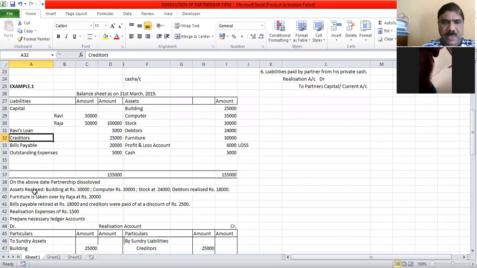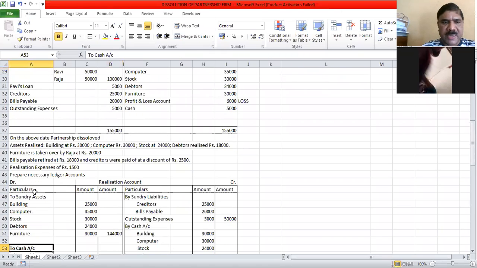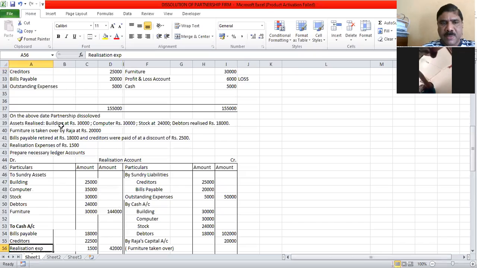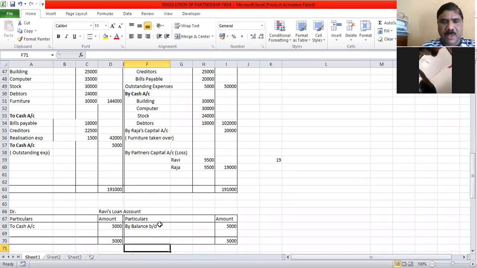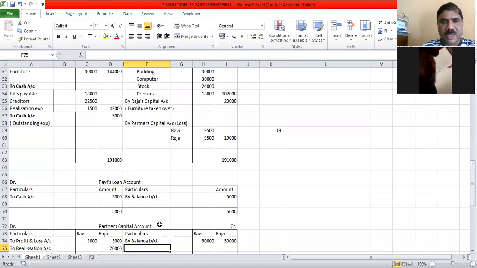Then here you have to come to the adjustments. It is mentioned that assets are realized as follows: building 30,000, and computer, stock and debtors are given. Those amounts will be received as cash. Therefore, the cash account will be debited and the realization account will be credited, because we kept assets on the realization account debit side. When an asset is sold, it has to be credited. So on the realization account credit side we write by cash account, whatever the asset is realized, and the cash account will go to the debit side to realization account, mentioning how much amount is recovered.